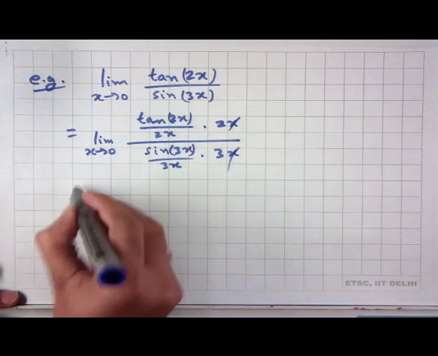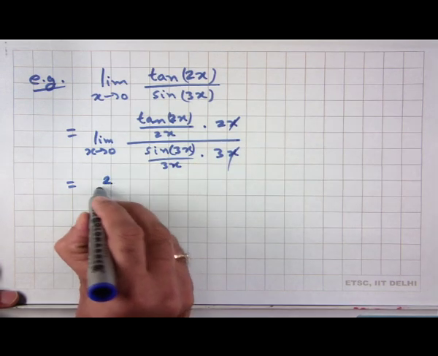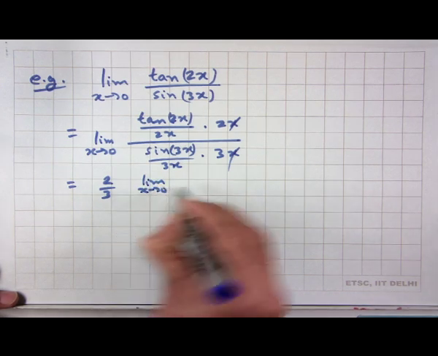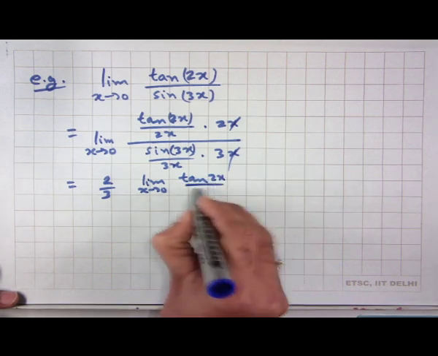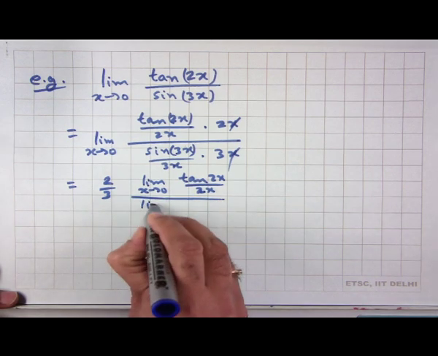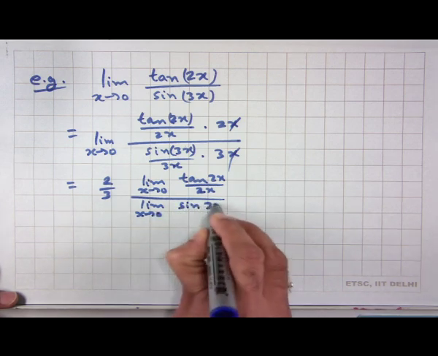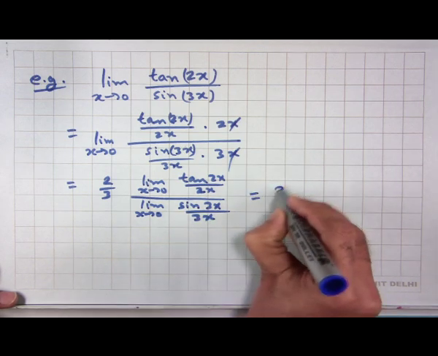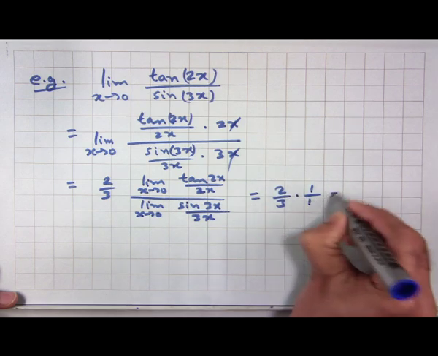So, this is equal to, the constant can be taken out from the limit, 2/3 times the limit as x goes to 0 of tan 2x divided by 2x, divided by the limit of sin 3x divided by 3x. We have seen that both the limits are 1. So, this is equal to 2/3.